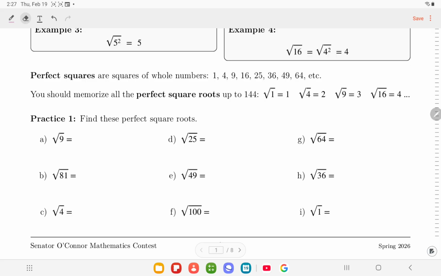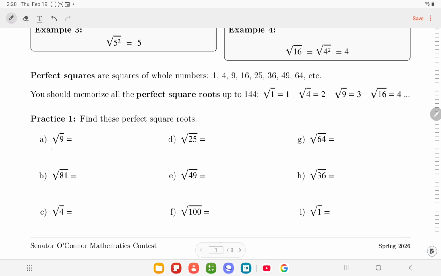And perfect squares are squares of whole numbers. So for example, if you were to take the root of 1, the root of 9, the root of 25, all of those would give us a whole number and not a decimal number. And you get through doing square roots a lot faster if you memorize all of the perfect squares up to around 144. But let's take a look at some perfect square root examples.